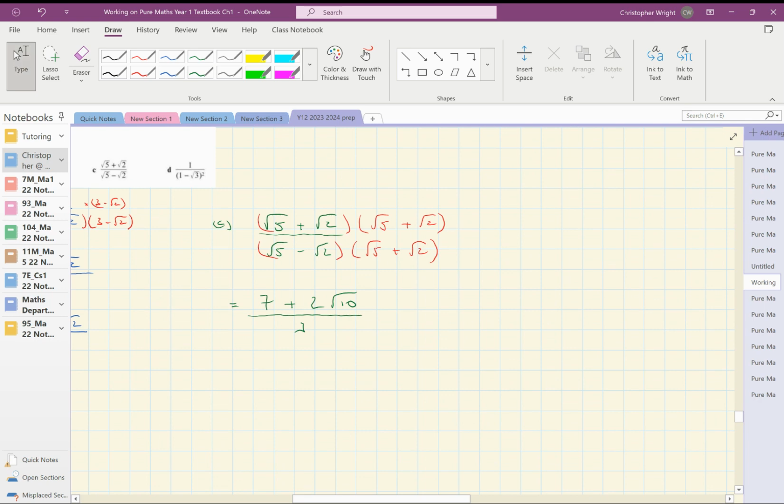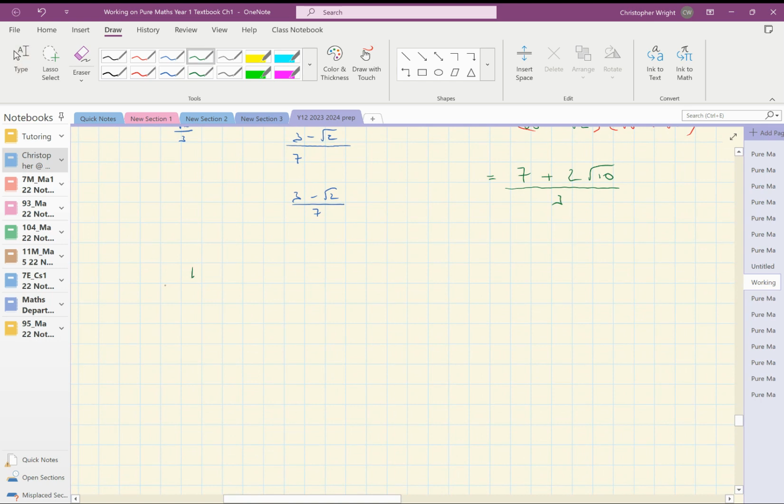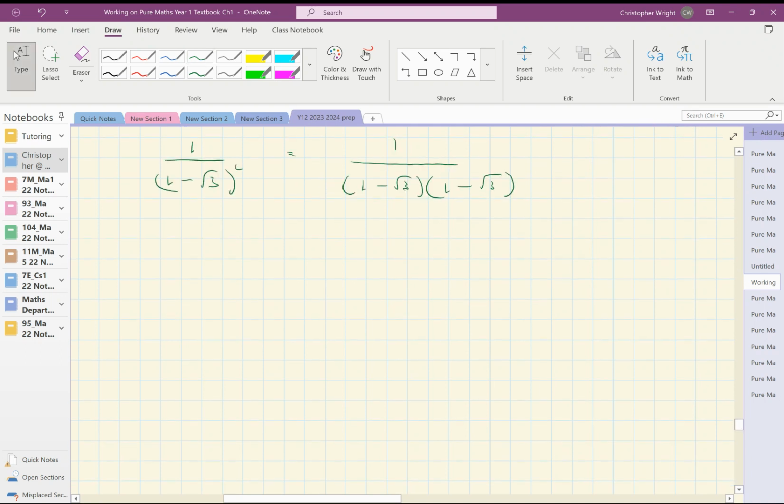Right, let's look at D. 1 over 1 minus root 3 squared. Well, I'm going to simplify that first and work out what my denominator comes to if I expand the brackets here. So that's going to give me 1 over, my constant term is going to be 1 minus 3, which is going to give me minus 2. And then I'm going to have minus root 3 minus another root 3. So it's going to be minus 2 minus 2 root 3.